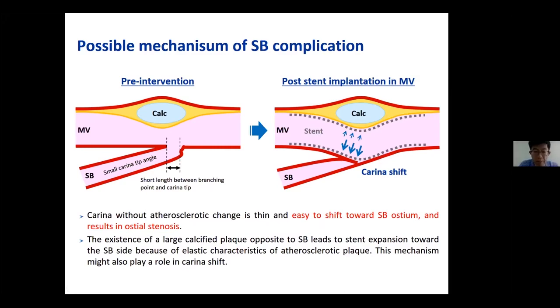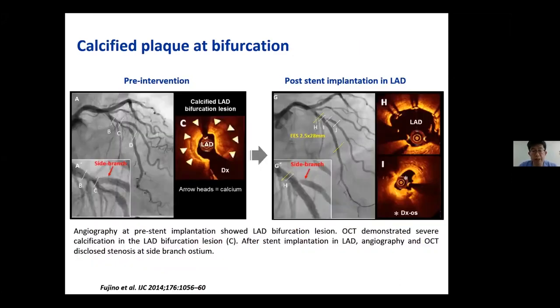This mechanism may play a role in carina shift. It's a very important thing. This is a representative case: calcified plaque at the bifurcation. Panel A is angiography. This is a bifurcation region. And A, B, C. At C point, this is the OCT image.